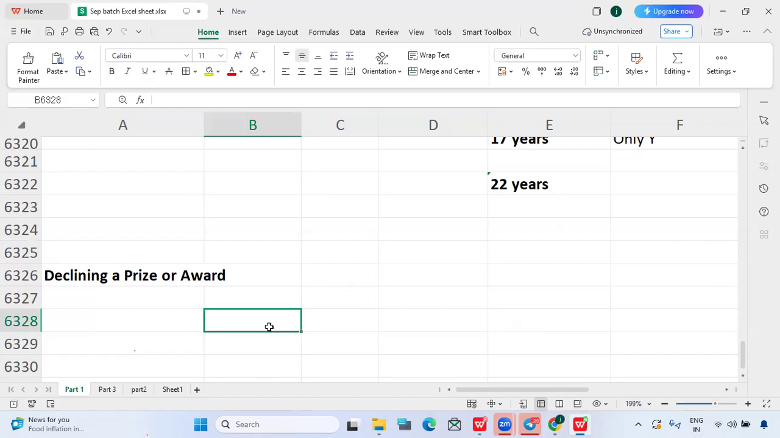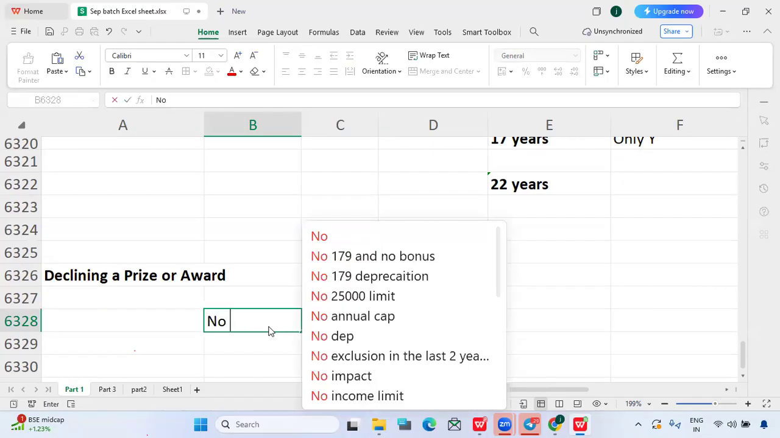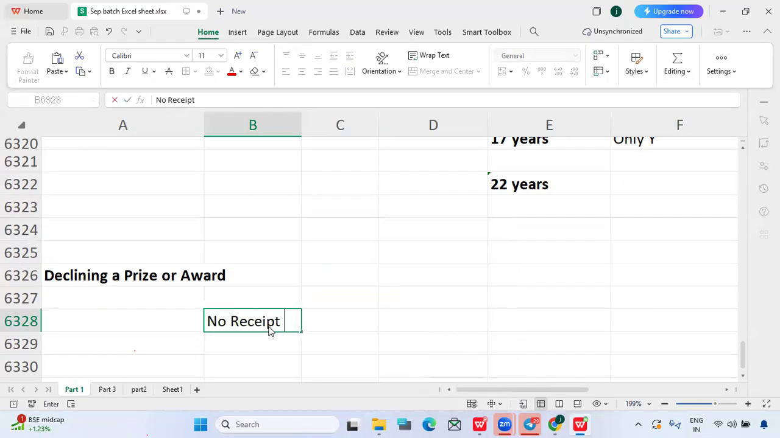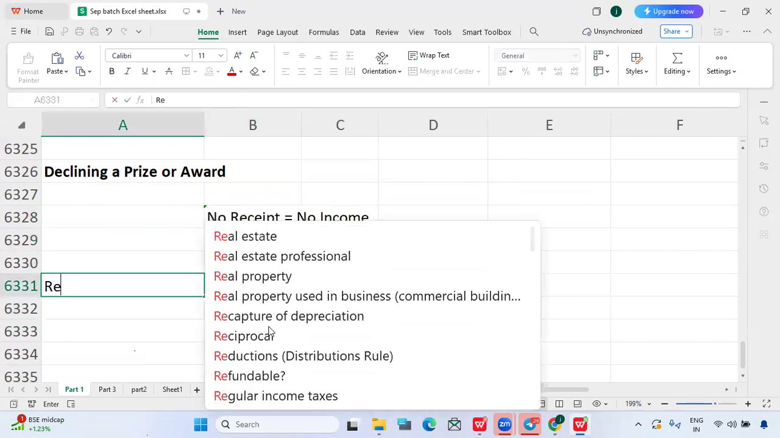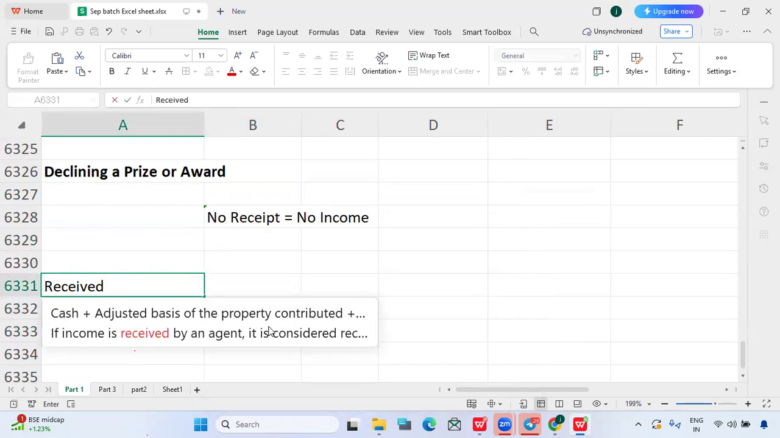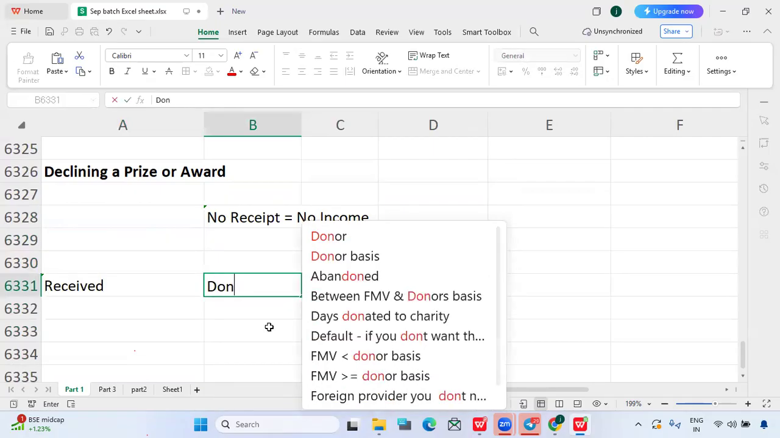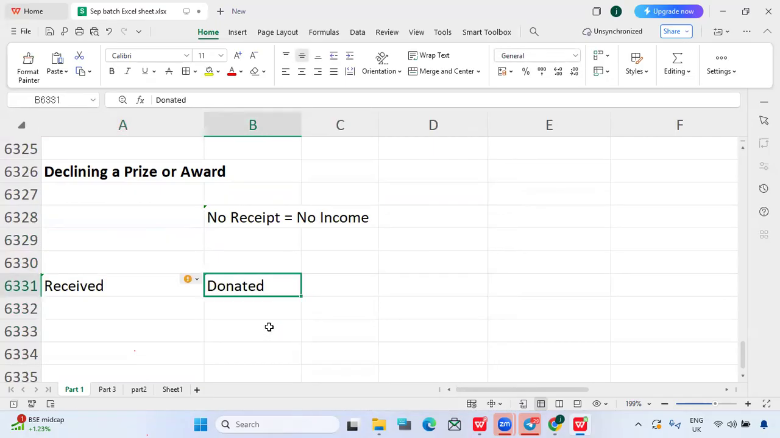So the taxpayer refuses or declines a prize. In that case, will it be income to the taxpayer? No, because he has declined. No receipt, no income. Another case, he actually received the prize and he donated it to someone. Now is it taxable or not taxable? It is taxable. So once you receive it, then it will be taxable. If you haven't received anything, then it will not be taxable.